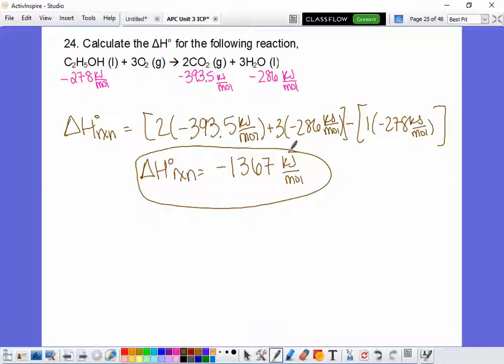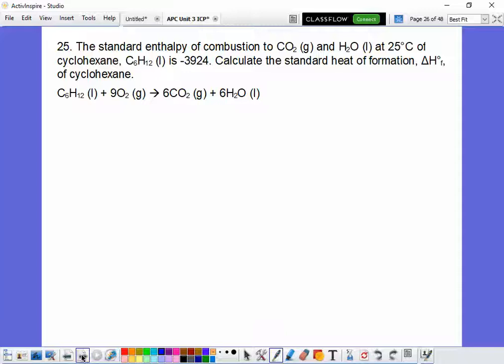Okay. Last problem, number 25. The standard enthalpy of combustion to CO2 and H2O at 25 degrees Celsius of cyclohexane, C6H12 liquid, is negative 3,924 kilojoules per mole. We're calculating the standard heat of formation, delta HF, for cyclohexane. So the delta H of combustion for this reaction is given: negative 3,924 kilojoules per mole.